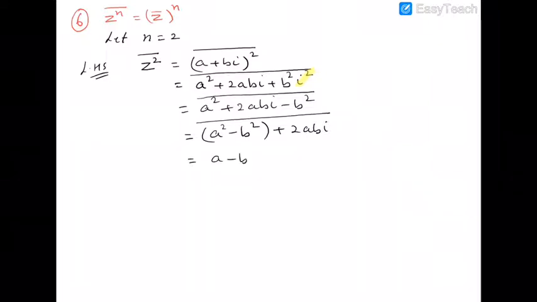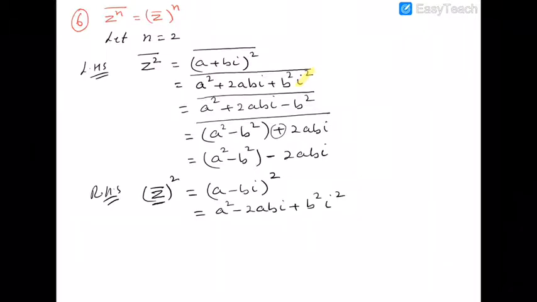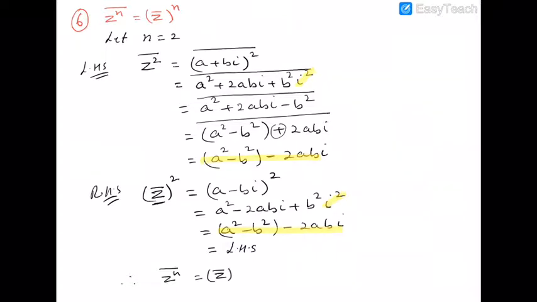Now take the conjugate of this, it will be a square minus b square minus twice abi. Now right hand side will be conjugate of z is a minus bi, so a minus bi whole square will be a square minus 2abi plus b square i square. Again put the value of i square here, so we will get a square minus b square minus twice abi, which equals left hand side. So conjugate of z to the power n is equal to conjugate of z to the power n.